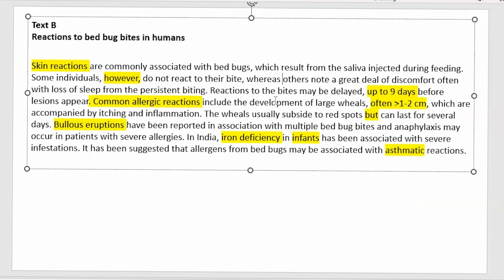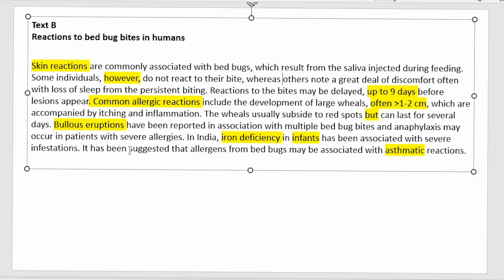Reaction to the bites may be delayed up to 9 days before lesions appear. Common allergic reactions include the development of large wheals, often more than 1 to 2 centimeters, which are accompanied by itching and inflammation. The wheals usually subside to red spots but can last for several days. Bullous eruptions have been reported in association with multiple bedbug bites, and anaphylaxis may occur in patients with severe allergies. In India, iron deficiency in infants has been associated with severe infestations. It has been suggested that allergens from bedbugs may be associated with asthmatic reactions.